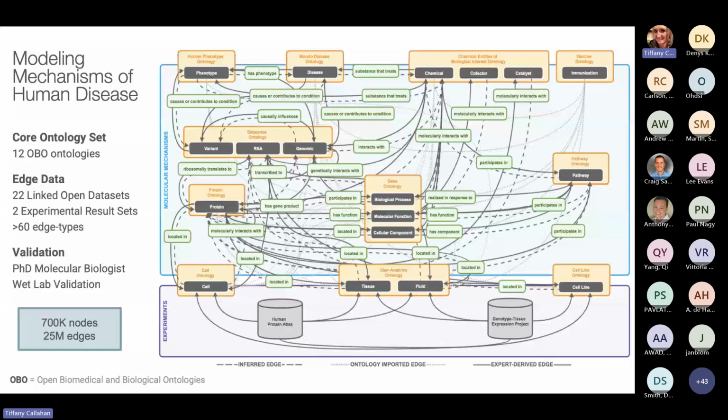Those are the solid black lines, whereas dashed lines represent relationships that are inferred from the relation ontology, and dotted lines represent relationships that exist between ontologies. And so the final graphs that we were able to construct from 12 OBO ontologies, 22 linked open data sets, and 2 experimental data sets had about 700,000 nodes and 25 million different edges.